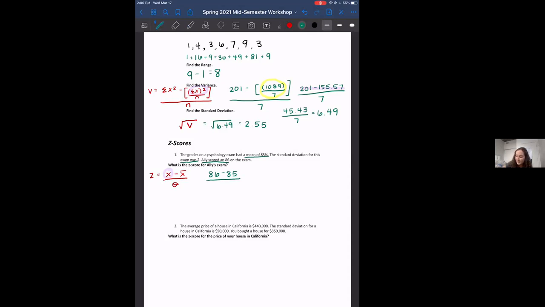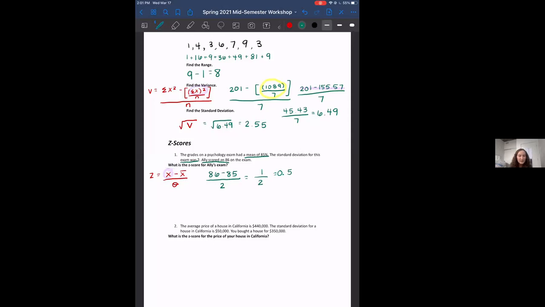Okay, so 86 minus 85 is 1, divided by 2. So that means our z-score is 0.5, right? Does anyone have any questions on that problem? All right, let's move on to the next one.